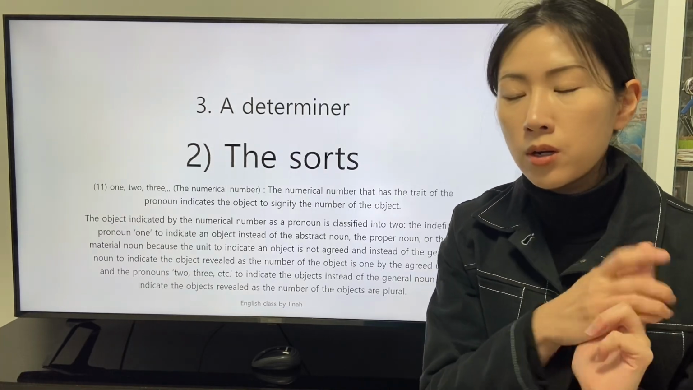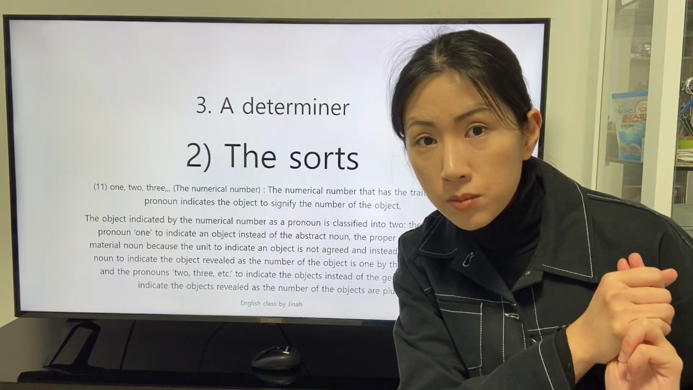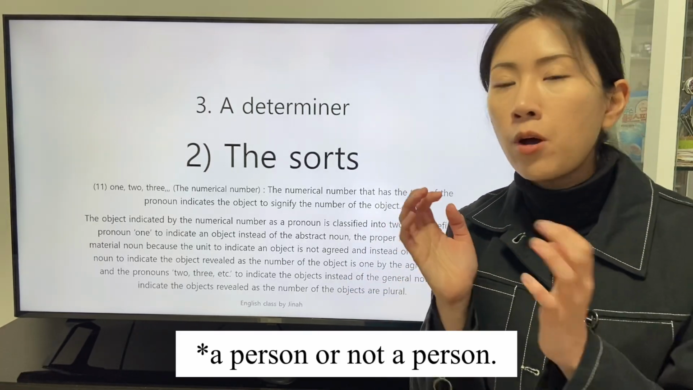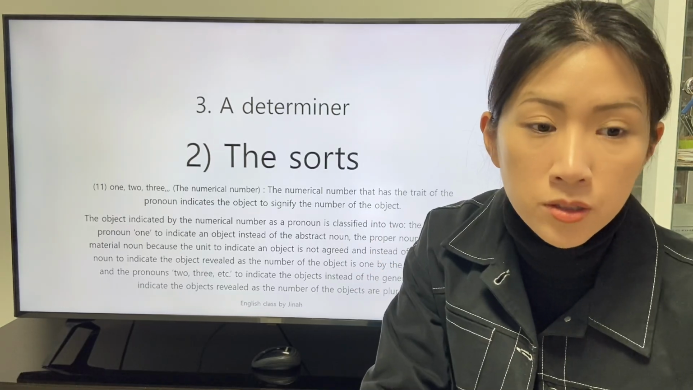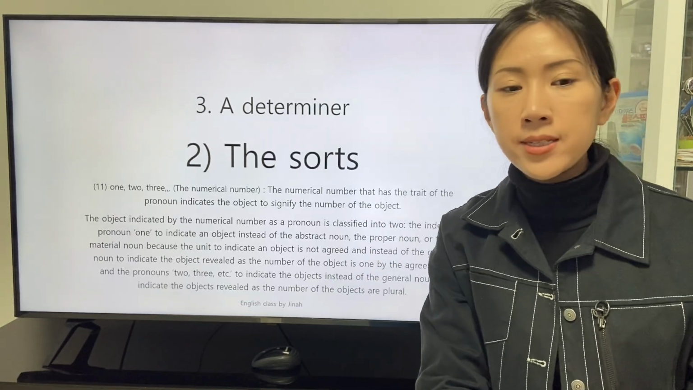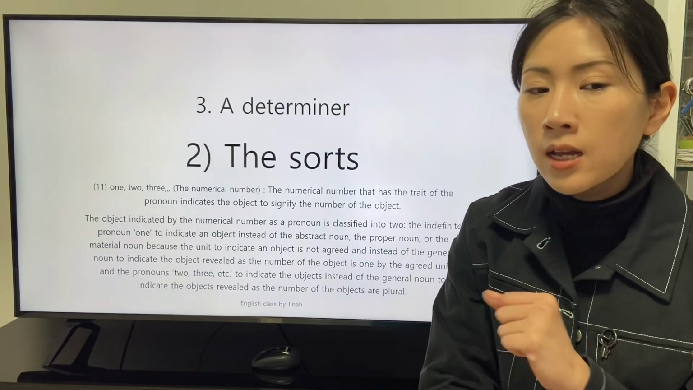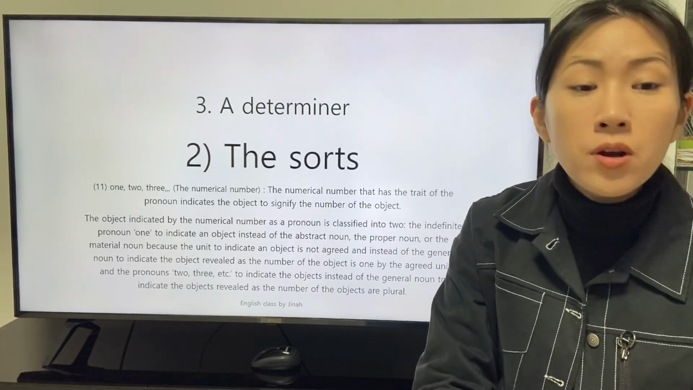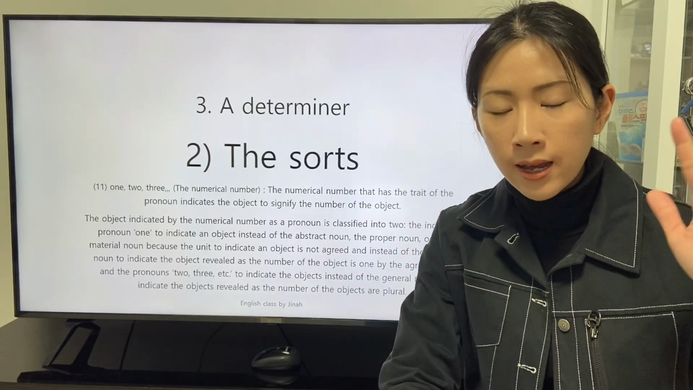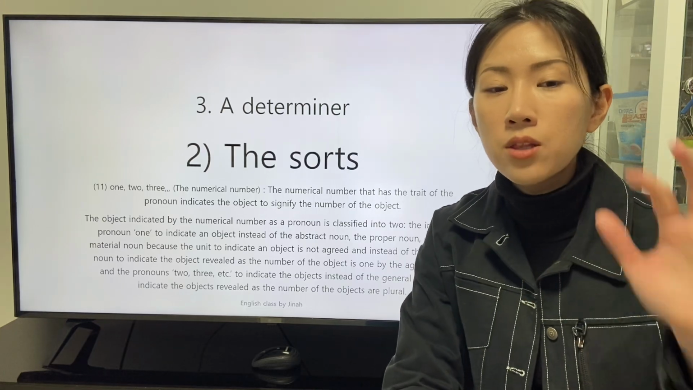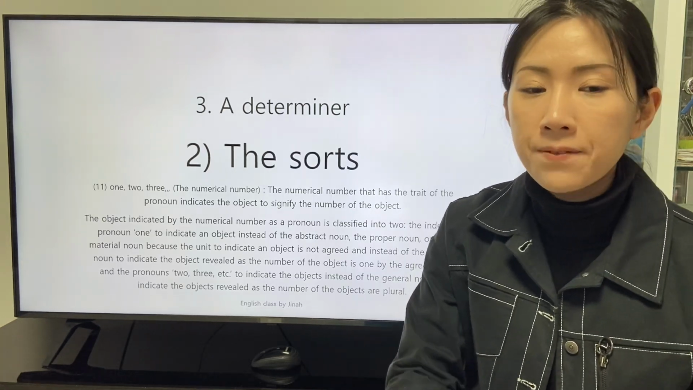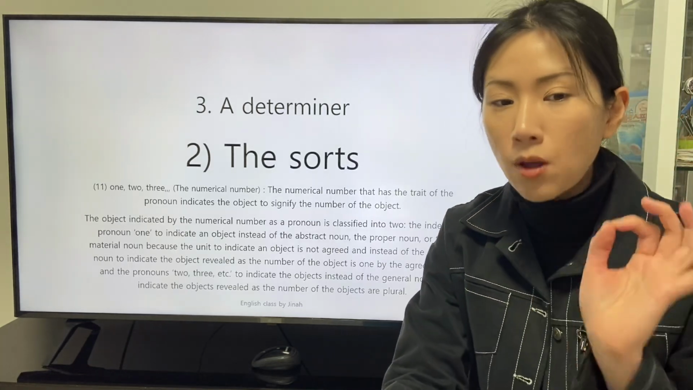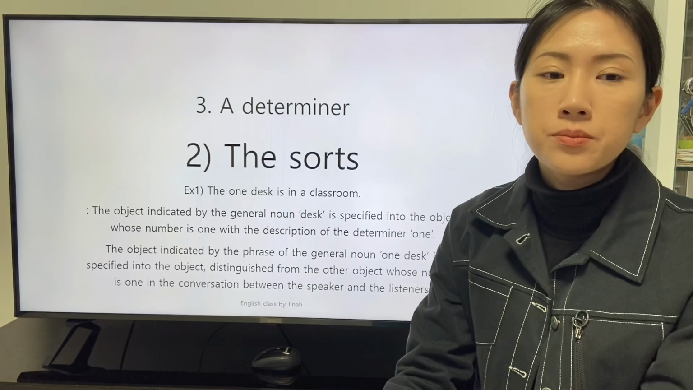proper noun, or the material noun, the object can be indicated. The pronoun one is used instead of the general noun to indicate the object, revealing that the number of the object is one by the agreed unit. And the pronouns two, three, and so on are used instead of the general noun to indicate the object, revealing that the number of the objects is plural.